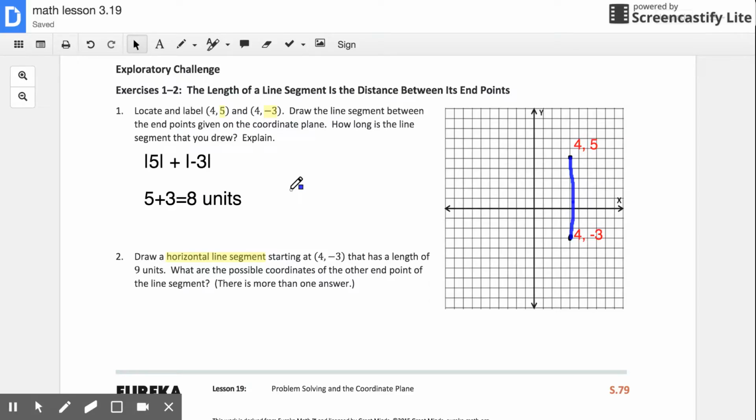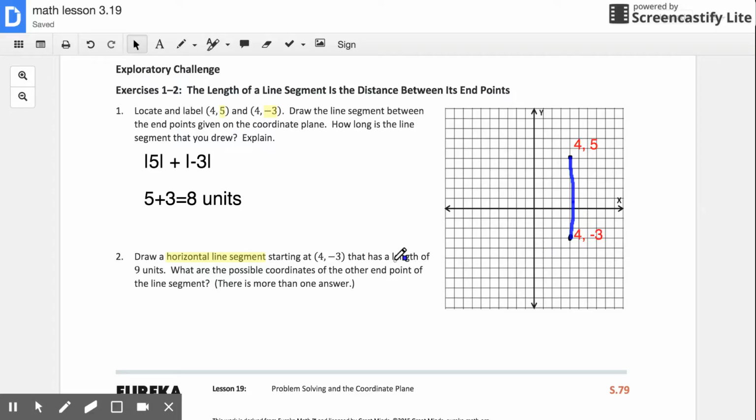So, but either way, the line segment is 8 units long. Next, we're going to draw a horizontal line segment. That means it's going to go like the horizon this way. Starting here at our 4, -3, that has a length of 9 units. So this line needs to go 9 spaces across. We can choose to go 9 spaces this way or 9 spaces that way.